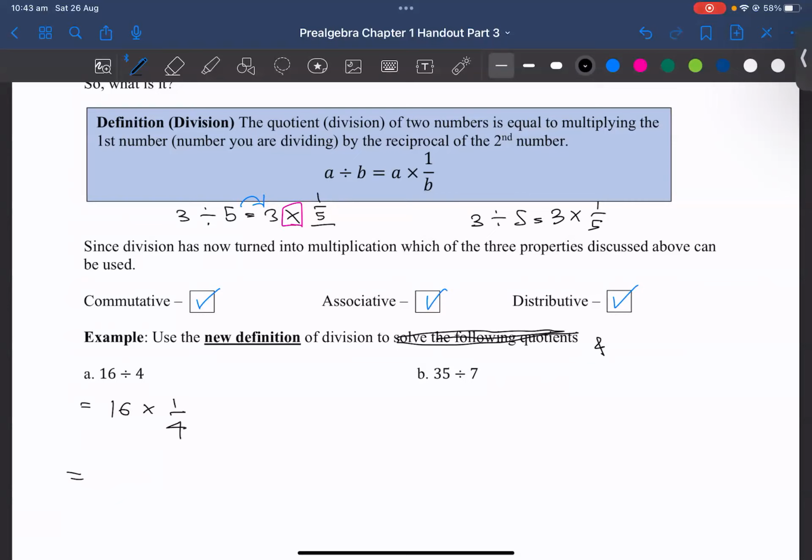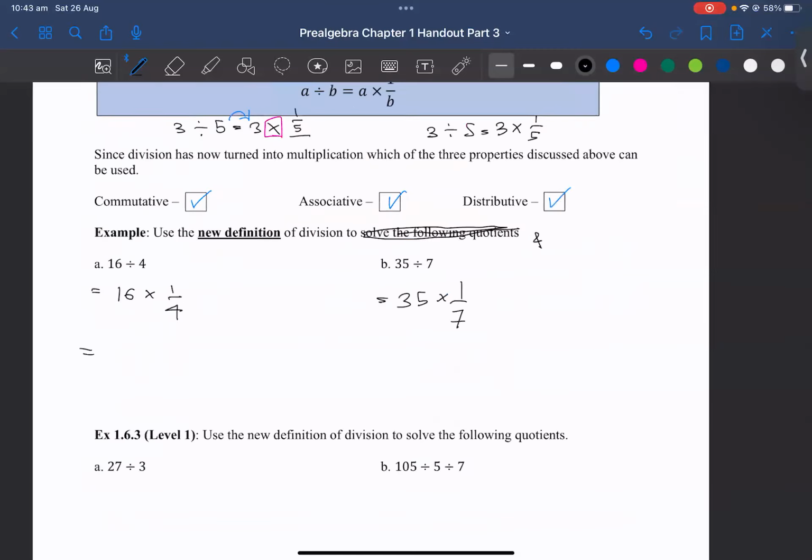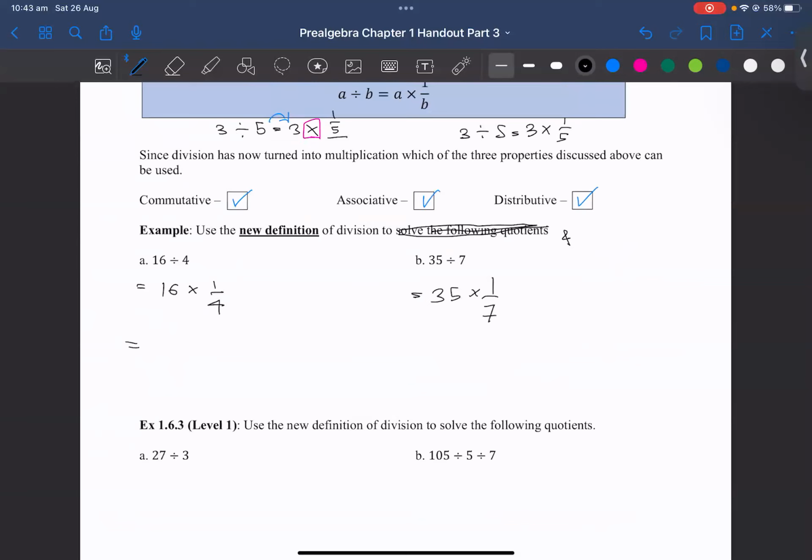Yeah, very good, Sarah. So part B is 35 times 1/7. Right? Keep going if you haven't done it.